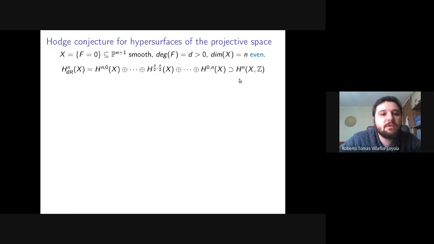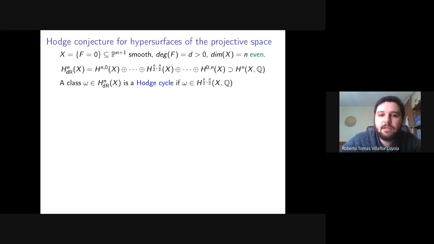So inside this vector space, we have a lattice that is the lattice of singular homology. And if we tensor it with Q, we also have a rational subvector space of this complex vector space, given by the rational classes. These are like the rational points of this vector space. So we say that a class is Hodge if it lies exactly in the intersection of the middle part of the Hodge decomposition with the rational classes, right?